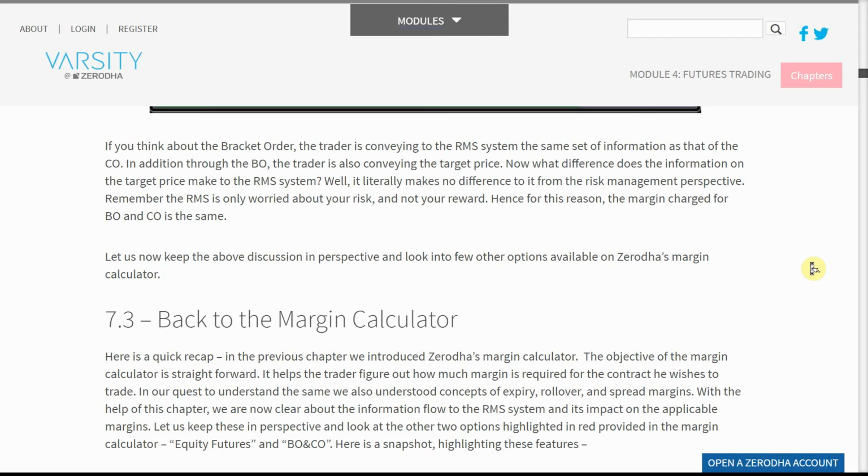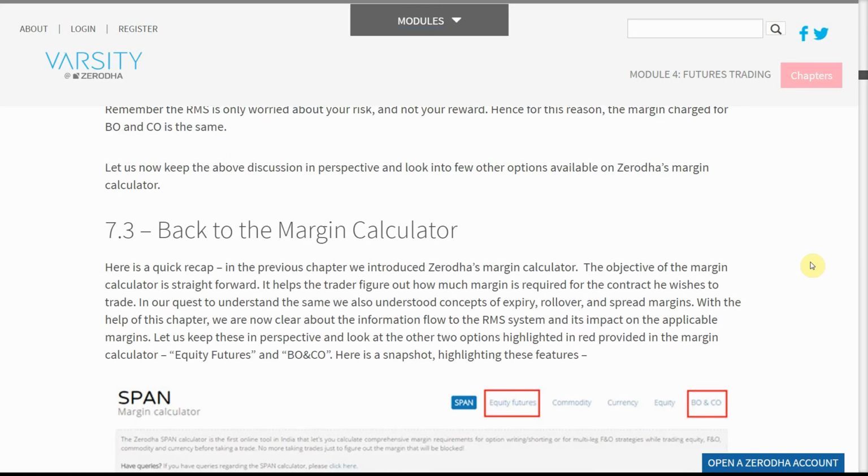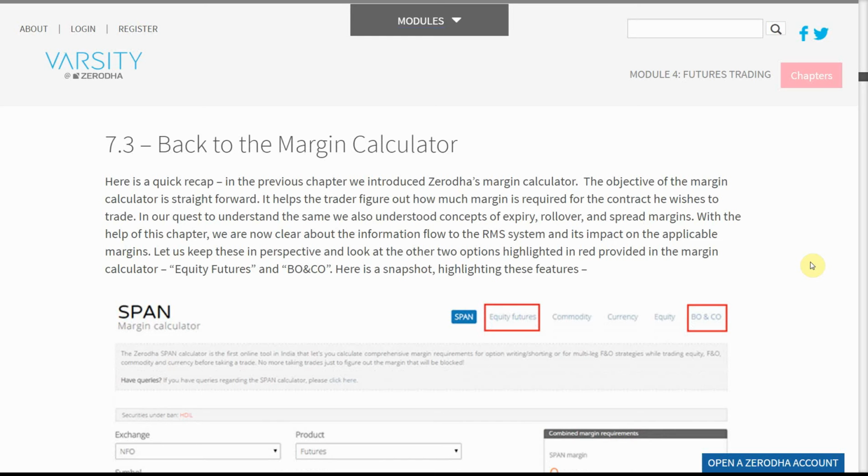Let us now keep the above discussion in perspective and look into a few other options available on Zerodha's margin calculator. 7.3 Back to the margin calculator. Here is a quick recap. In the previous chapter, we introduced Zerodha's margin calculator.